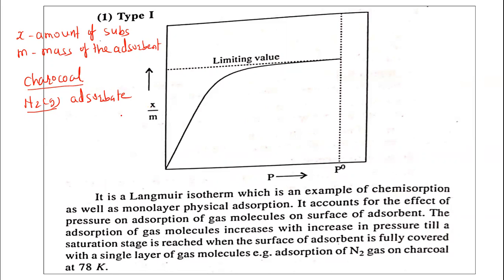So on the y-axis, we take the amount of the substance adsorbed per unit mass of the adsorbent against pressure. This is the nature of the graph obtained. This is type first. This type of graph belongs to Langmuir's adsorption isotherm. And we know that Langmuir's isotherm is the chemical adsorption process, chemisorption. In Langmuir's isotherm, there is a formation of a unilayer, only one layer, on the surface of the adsorbent. So it is a monolayer formation process.